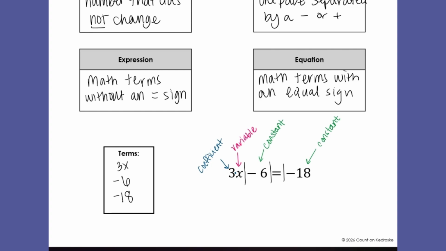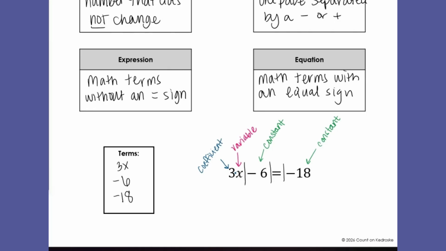You can identify -6 on a number line. You can identify -18 on a number line. They don't change. And we'll dive into these topics a little bit more in the next couple pages. Lastly, we have expression and equation. Another way people define equation, if I wasn't keeping my definition so short, is that an equation is made up of essentially two expressions being equal to one another.